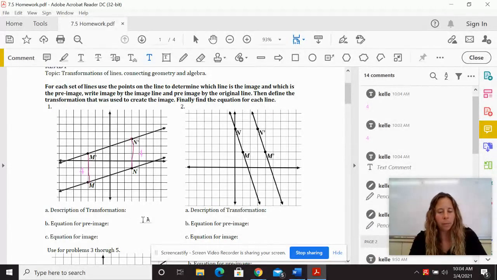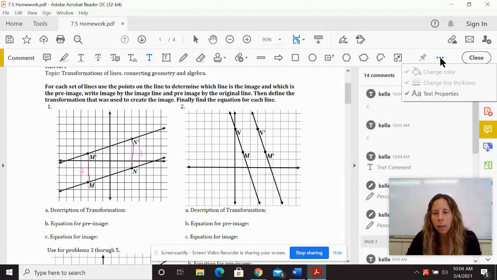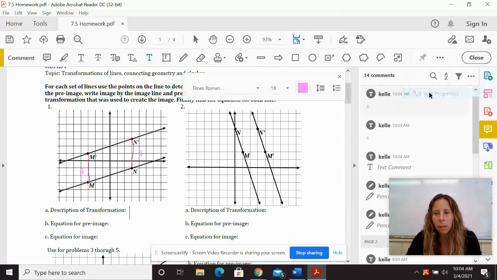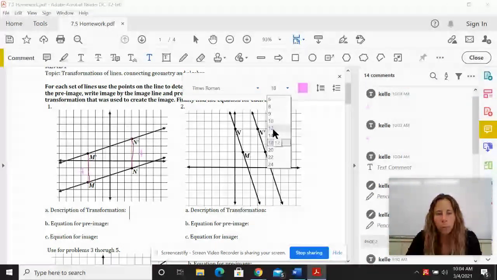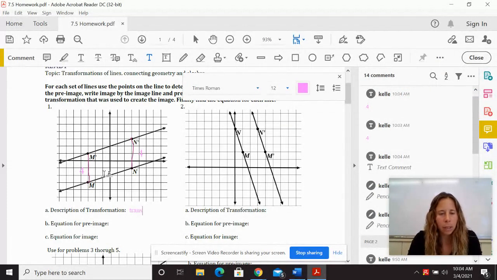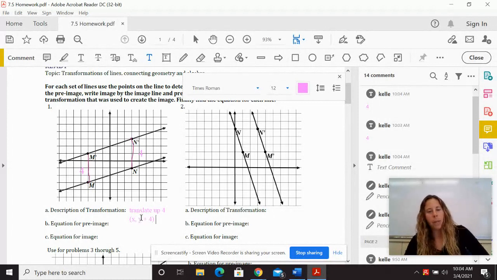You can write it as translate up 4, or you could write it as x doesn't change, but you're adding 4 on to y. Either one is fine, whichever way, or both. Then you have to find the equation for the pre-image line.